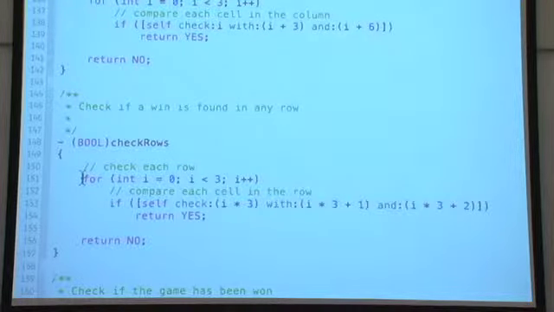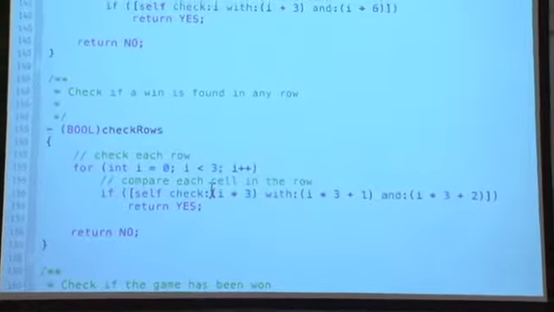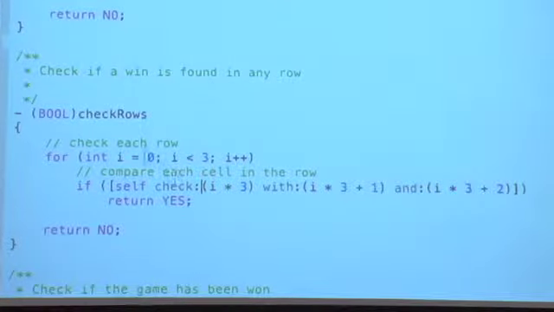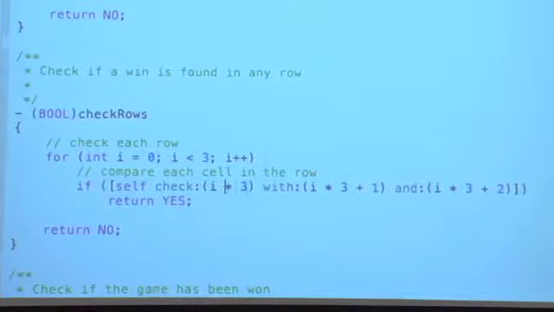There are 3 rows, so I have a for loop from 0 to 3. I want to check the first cell in each row, so that's going to be cells 0, 3, and 6, effectively i times 3. And I want to compare it to the next 2 cells in that row, so we're checking cells 0, 1, and 2: i plus 1, and i plus 2. We're doing that 3 times, so I've then checked every row.